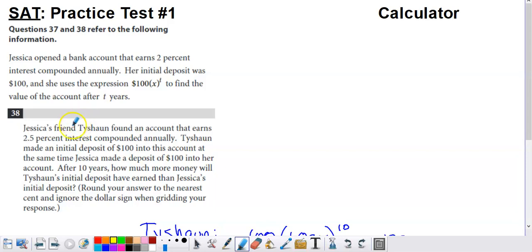38 goes on to tell us that Jessica has a friend, Tyshaun, who found an account that earns 2.5% interest compounded annually. Tyshaun also made an initial deposit of $100 into his account. They made the deposit at the same time, right? So it wasn't like Tyshaun was a year or 2 years behind Jessica. They both made this initial deposit, opened their account at the same time. After 10 years, how much more money will Tyshaun's initial deposit have earned than Jessica's initial deposit? Round your answer to the nearest cent. Ignore the dollar sign when grading your response.